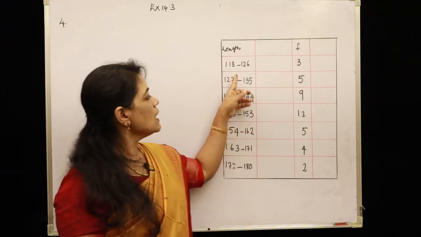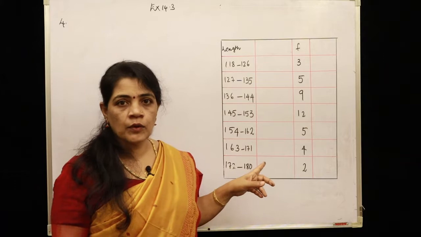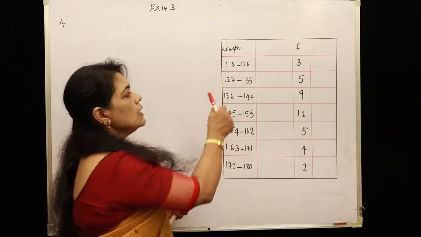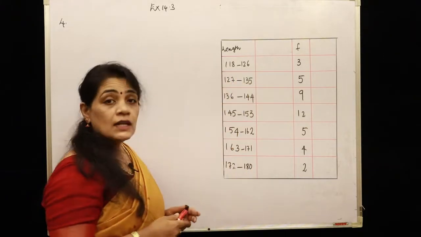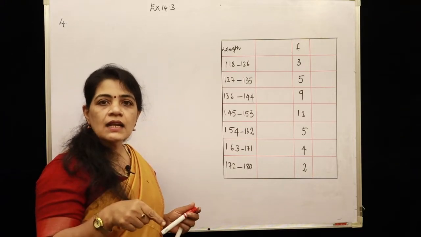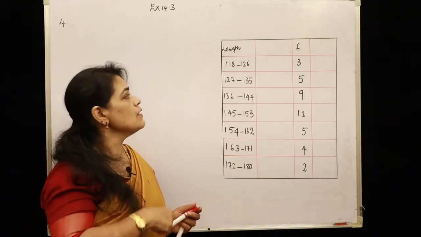See the class intervals. This is a very important problem. Yes, children, here 118 to 126, and the second class interval starts from 127.